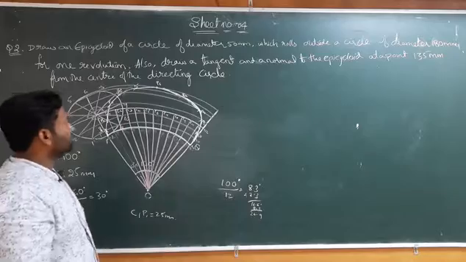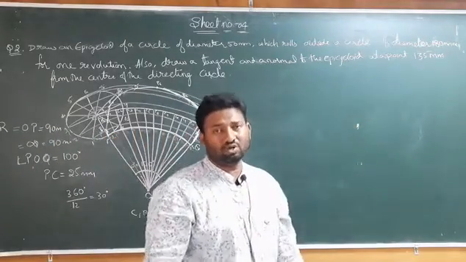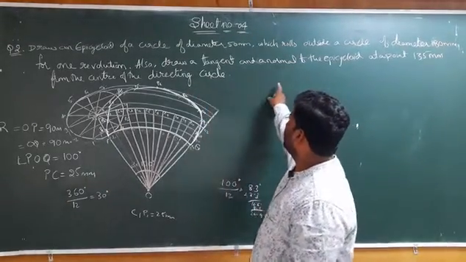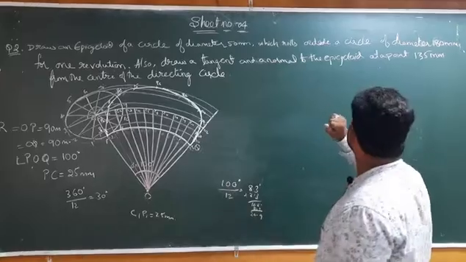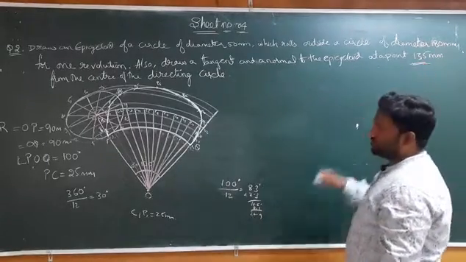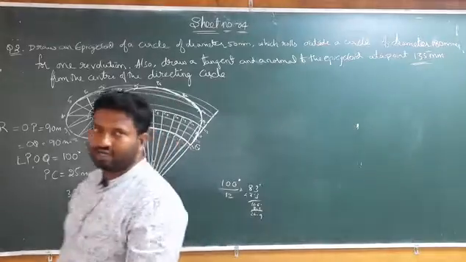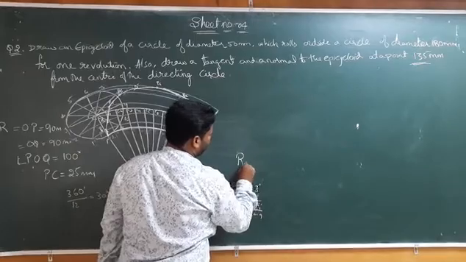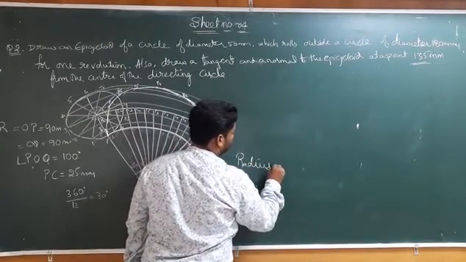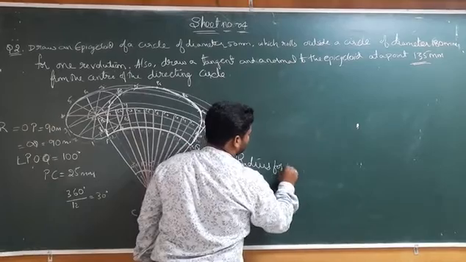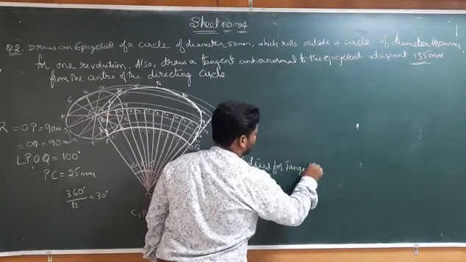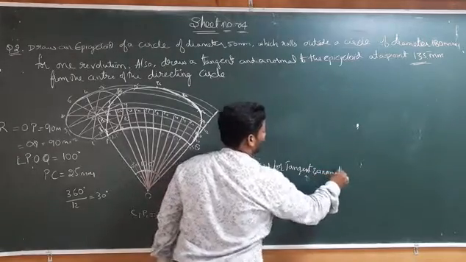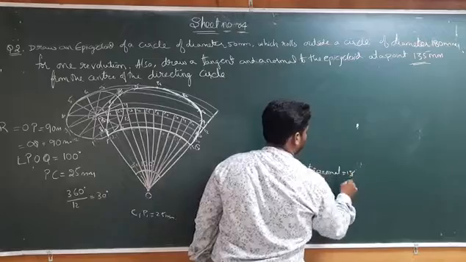Now after this we have to draw a normal and a tangent to the epicycloid at a point 135 mm from the directing circle. So at a point 135 mm from the directing circle, we have to draw the normal and tangent. Now to draw the normal and tangent, we will take the radius from the directing circle, radius for tangent and then normal is equal to 135 from the directing circle.